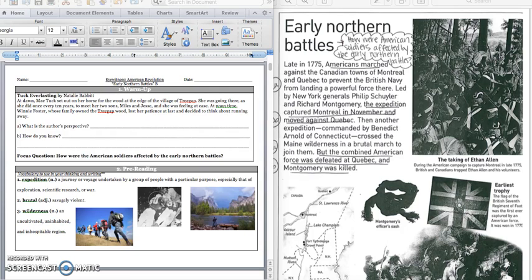Good afternoon, fourth grade. We're going to continue reading in our American Revolution text. Before we get started, we have a warm-up that's to do with author's perspective.